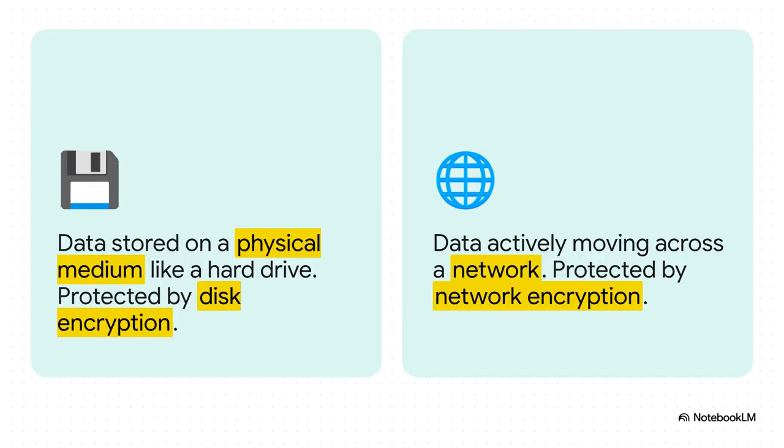When we talk about data security, it's not just one thing. You have to protect data in its two different states. First, there's data at rest. That's all the information just sitting there on a hard drive. That gets protected with disk encryption. But then you have data in transit. That's data actively flying across the network, like in an email. That needs network-level encryption to keep it safe from anyone trying to listen.